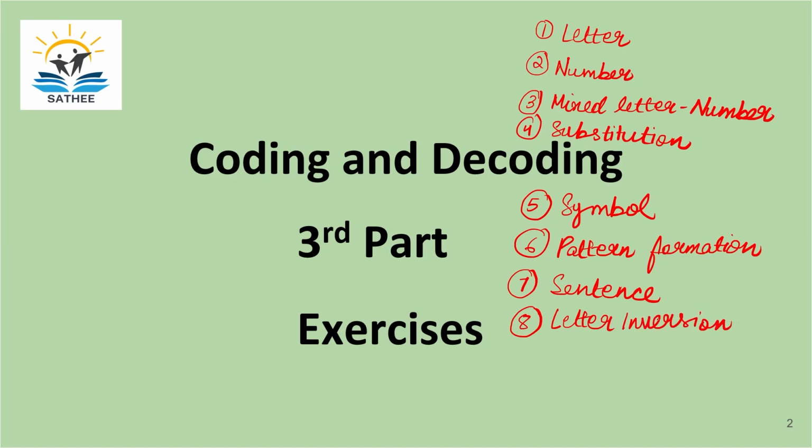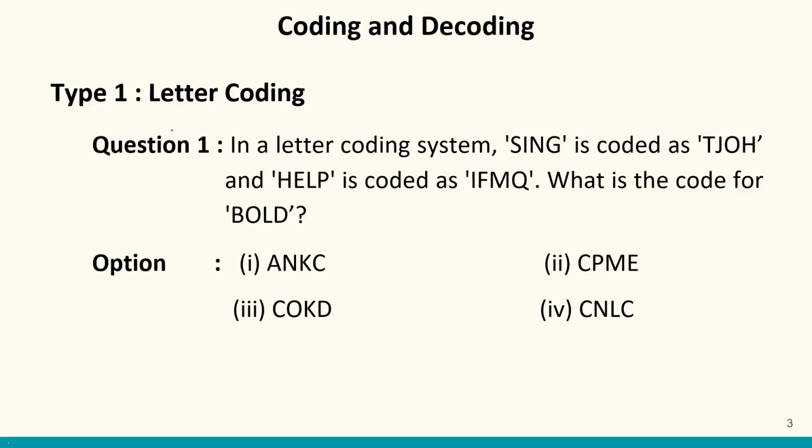In today's lecture, we will cover these 4 types of problems from coding and decoding: letter coding and decoding, number coding and decoding, mixed letter number, and substitution coding and decoding. Let us start with type 1, which is letter coding. In letter coding, I told you that it can also be called alphabet coding and decoding. For this, we use concepts of forward rank, backward rank, and opposite letters.